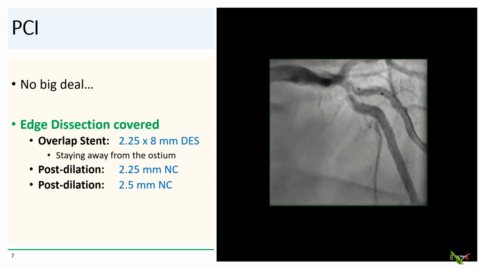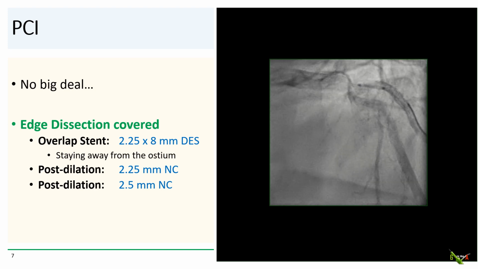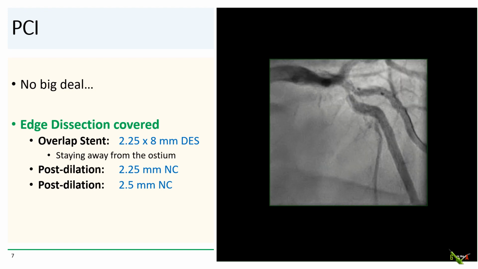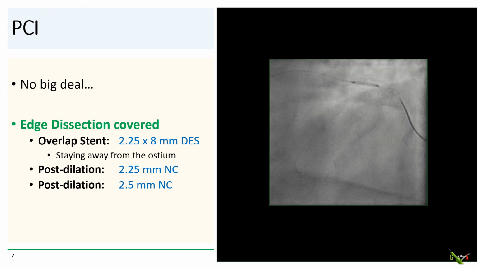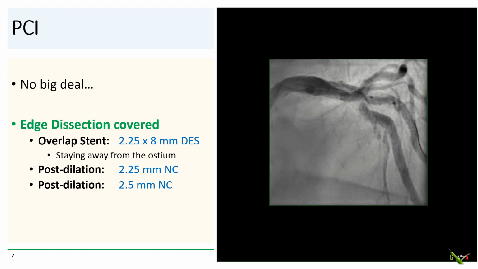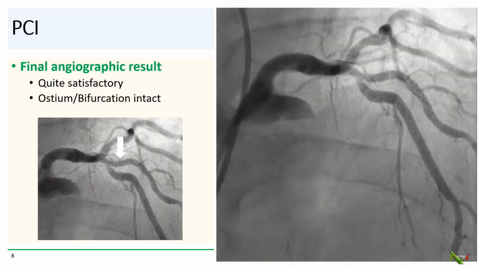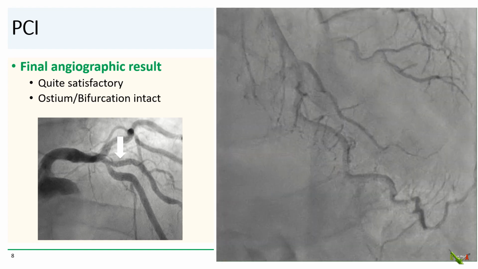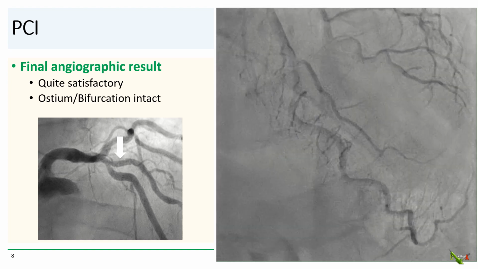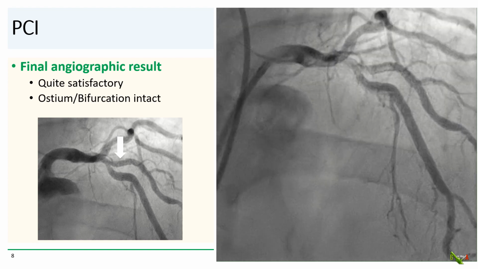Stent edge dissections are no big deal, very common, cost of doing business. We already had a wire down, so it was easily covered with an overlapping 2.25 by 8 millimeter DES. We then sequentially post-dilated with 2.25 and 2.5 millimeter NC balloons. And here is the final angiographic result. It looks quite good. The edge dissection is gone. The ostium of the diagonal and the bifurcation are intact, and we have TIMI 3 flow everywhere. Another happy customer.